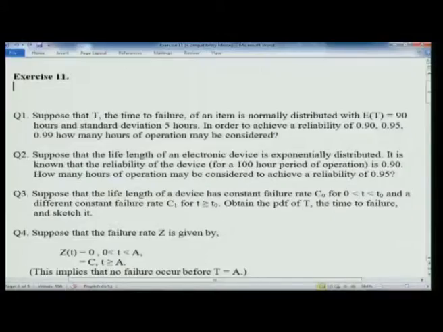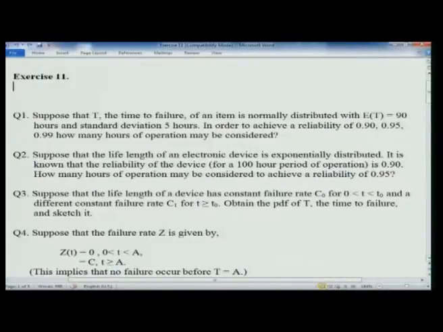Let us just look at question 1. Suppose that t, the time to failure of an item, is normally distributed with E(T) equal to mu, that is 90 hours, and standard deviation 5 hours. In order to achieve reliability of 0.9, 0.95 and 0.99, how many hours of operation may be considered?